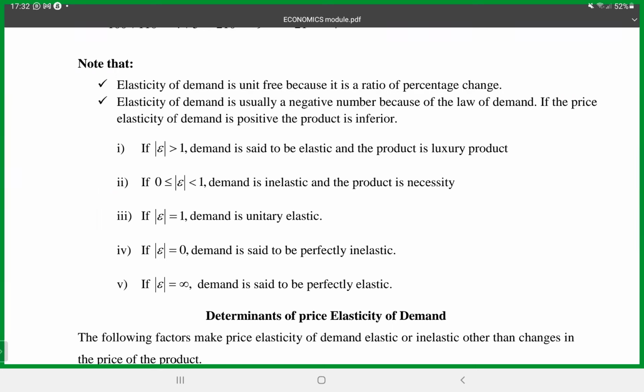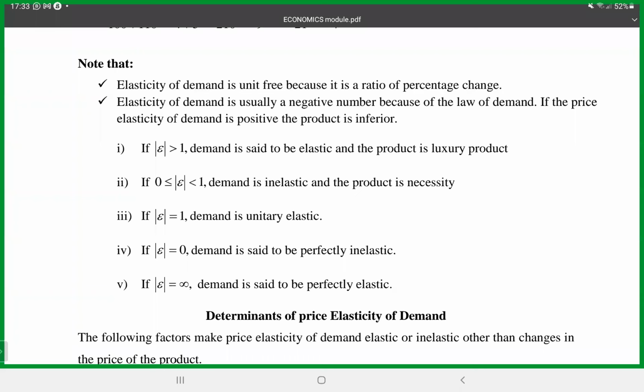Less responsive to price changes, which simply means that when you're dealing with necessities, even if you change the price, usually people don't respond too much to price changes. For necessary goods, we can give examples of medicines, right? Even if you increase the prices of medicines, you will see people not responding much to price changes. That is what usually happens.